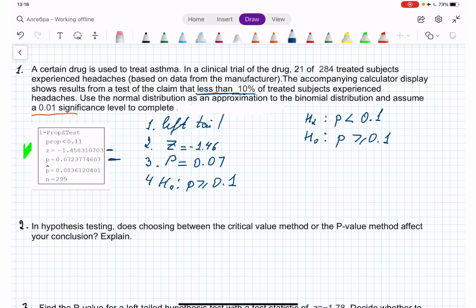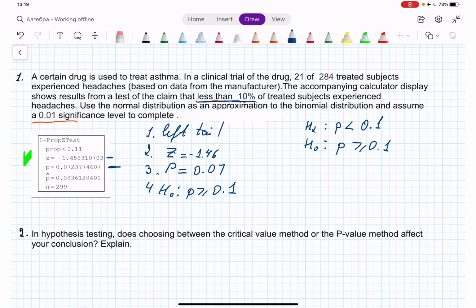And next question, let's say we need to decide whether to reject the null hypothesis or not, or fail to reject. So what is going to be our result? We are going to reject or fail to reject. So for that reason, we have our alpha, it is 0.01.